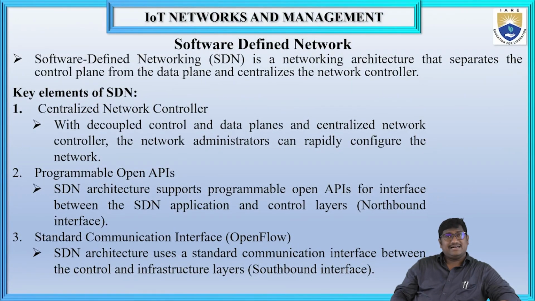As I told you, it is a networking architecture which is going to separate the control plane from the data plane and centralize the network controller. These are the three key elements which are presented in SDN. The first one is the centralized network controller. The second one is programmable open APIs. And the third one is the standard communication interface. Coming to the centralized network controller, with decoupled controller and data planes and centralized network controllers, the network administrator can rapidly configure the network.